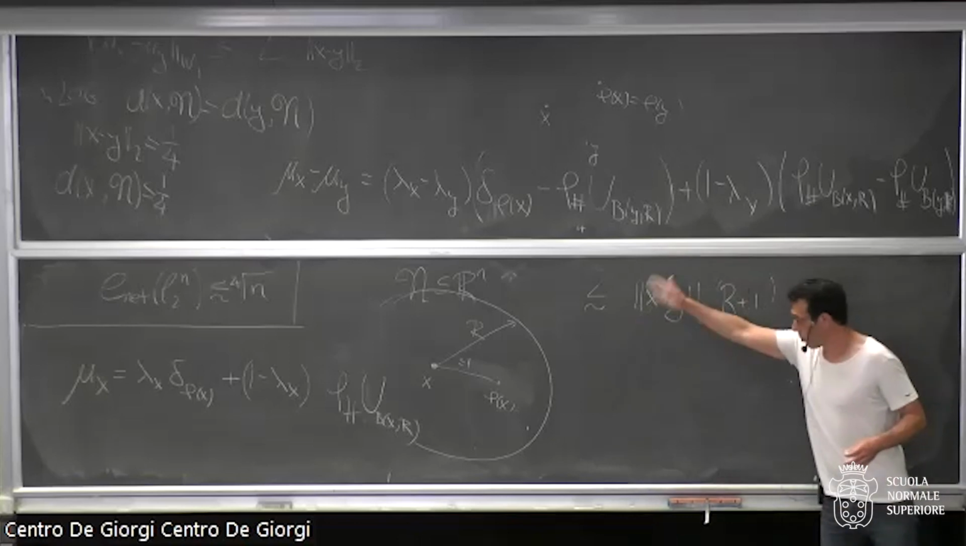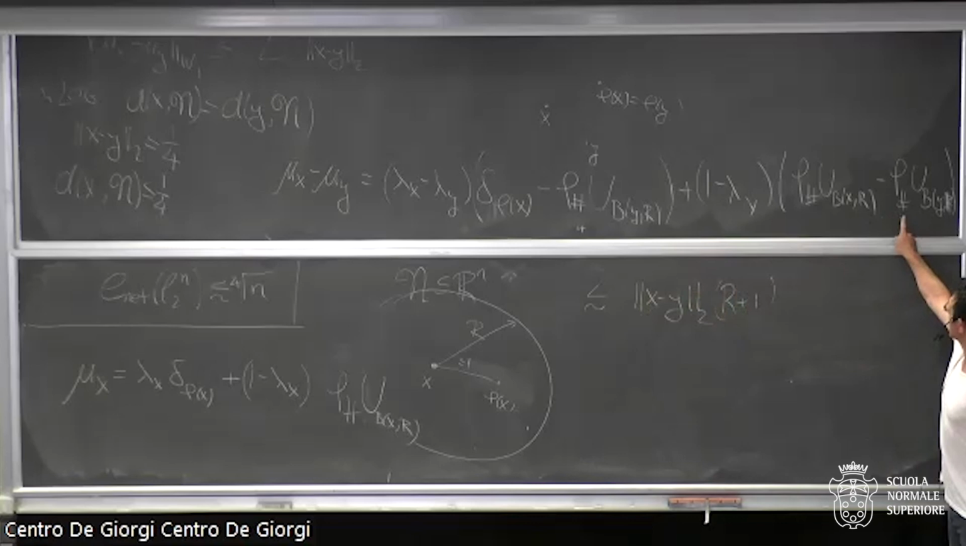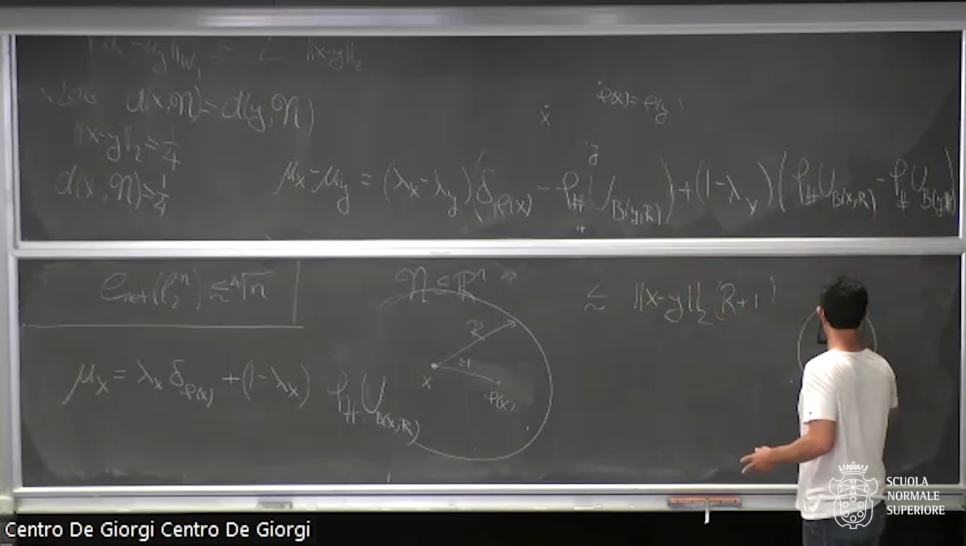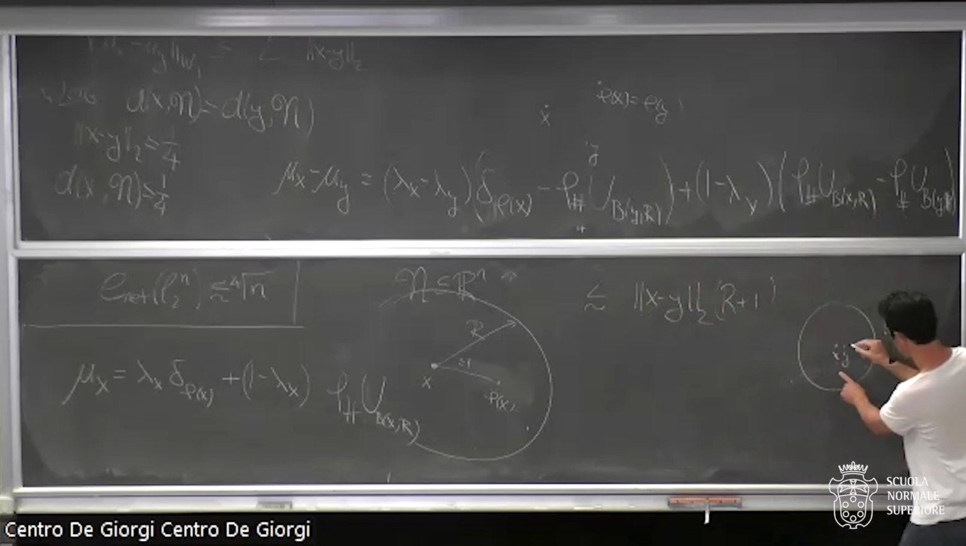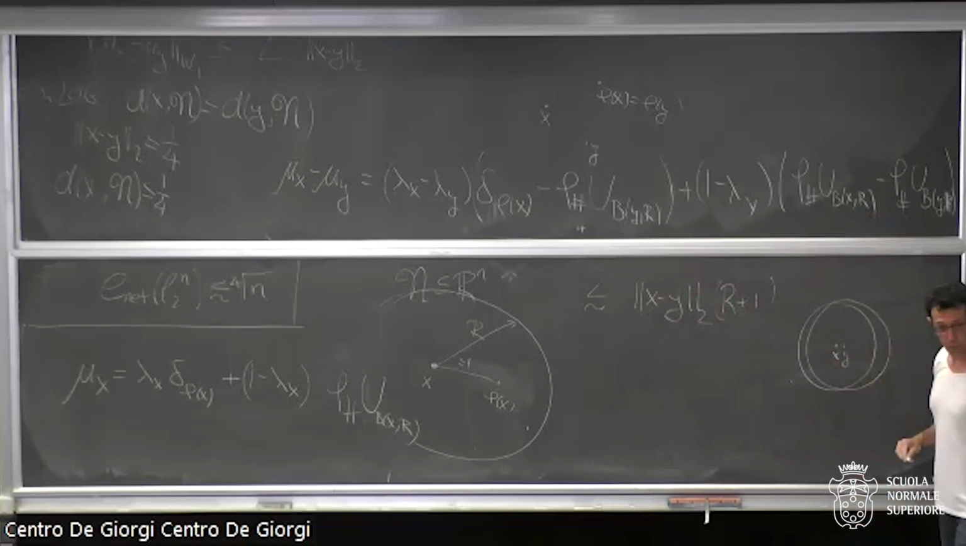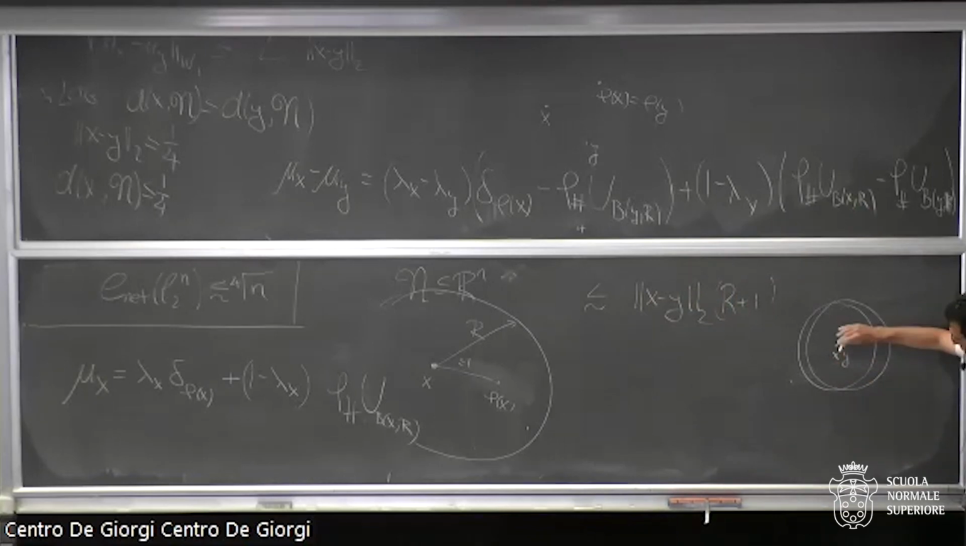Now, what happens to the uniform measure? Everything is scale invariant here, so let's think of the case r equals 1 for a second. You have x, and y is very, very close to x. Here's the ball around x, and this is hard to draw, the ball around y. If x and y are very close, they overlap a lot.